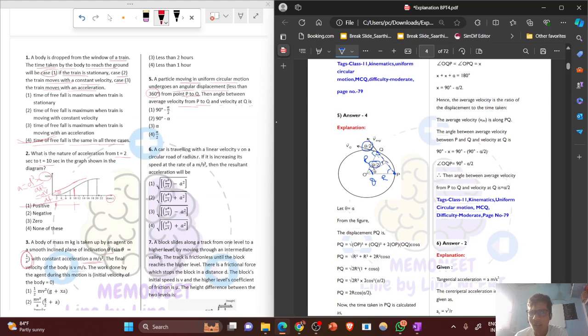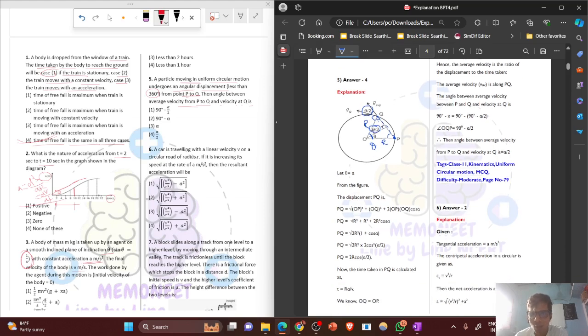Now what it is asking, basically, is the value of velocity at Q. Now moving ahead, let's suppose theta equals alpha. From the figure we can see PQ is the displacement. We can calculate the displacement easily by using the vector rule: this is one vector, this is another vector, and the angle between the vectors is this. So the formula is under root a square plus b square plus 2ab cos theta. By using this formula we get this value, and putting alpha here we get 1 plus cos theta.